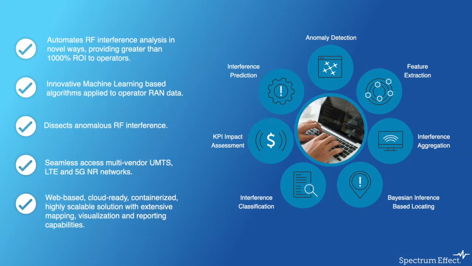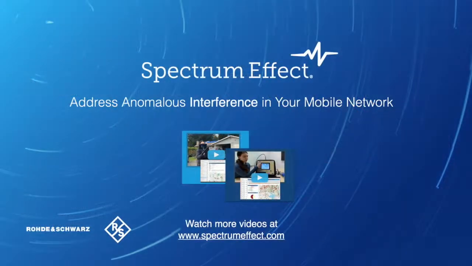Wireless experts recognize Spectrum Effect and Rohde and Schwarz as industry leaders for addressing RF interference. The combination of these tools provides an advantage when overcoming interference locating challenges to improve network performance.